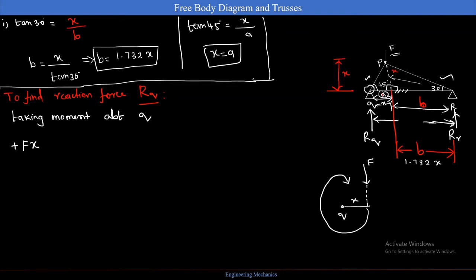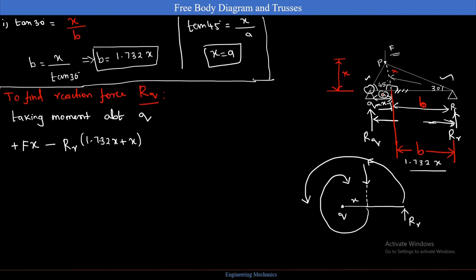After that, after some distance, I have my reaction force R, and it is in this direction, that is anti-clockwise, and that is negative. So R, the distance from this to this is nothing but 1.732x plus x. Am I right? Because x is here and I know b is going to be 1.732x.